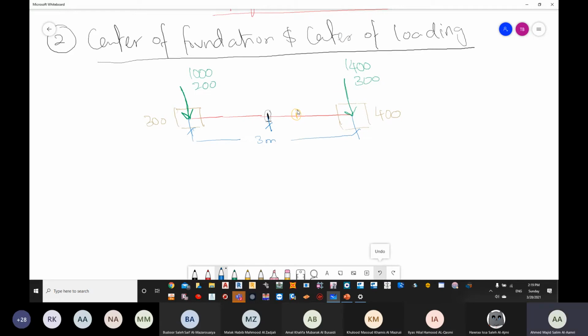How would you calculate this one? Can you tell me? How would you calculate the distance from the center to the... How would you get this value? Or let's say E value.